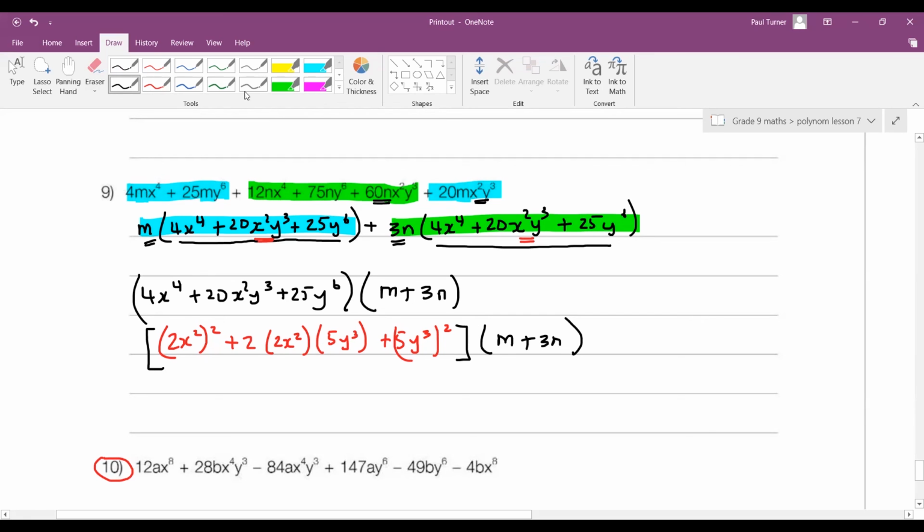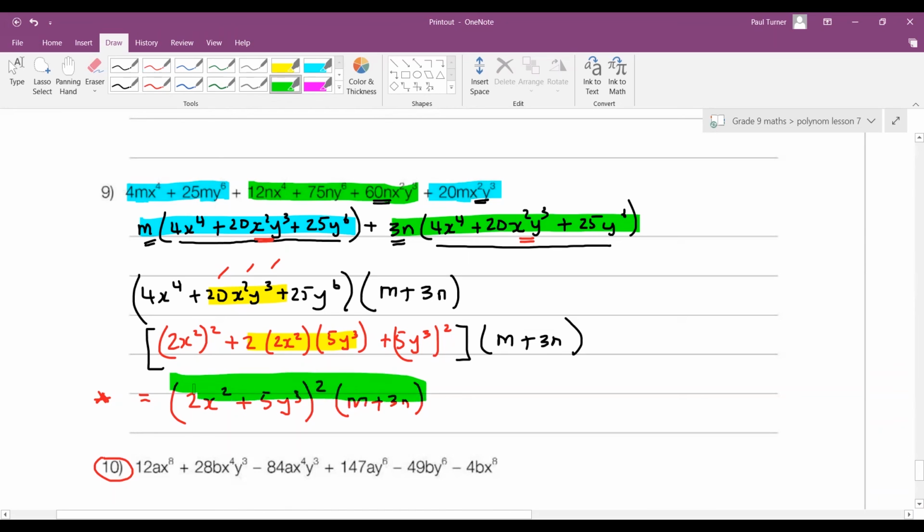So let's just check this. Now we'll check the middle term here. Let's check it's all okay. So 2 2s are 4, 4 5s are 20, x2, y3, okay. So now you can write this as a complete square, a perfect square. So 2x squared plus 5y cubed, and you square that, complete square, and then you've got m plus 3n. Yeah, this is probably the hardest question you're going to see, I think, in this unit. Okay, so that's your final answer in green there.